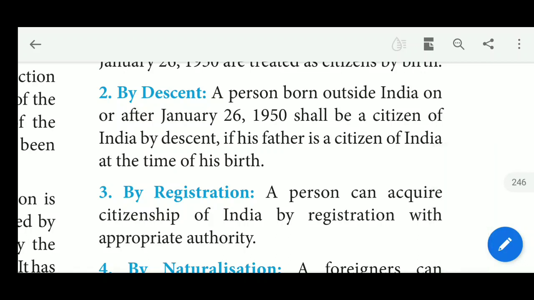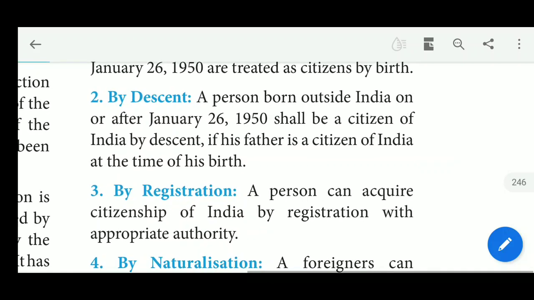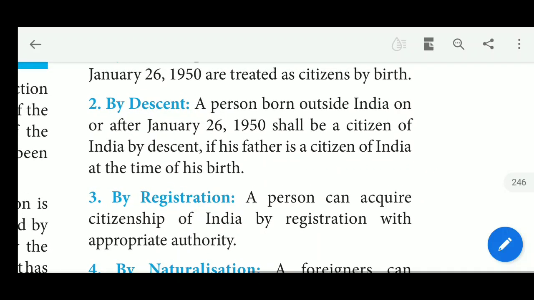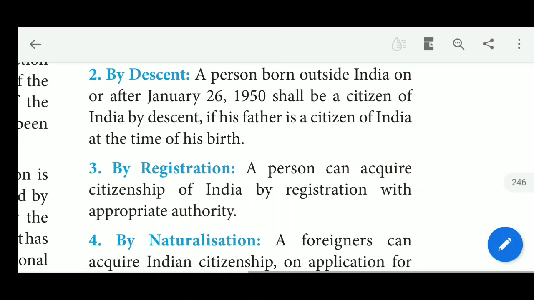Third one, if a person born outside India on or after December 3rd, 2004 has to acquire citizenship, his parents have to declare that the minor does not hold a passport of another country and his birth is registered at an Indian consulate within 1 year of birth. Page number 171, third point, by registration.